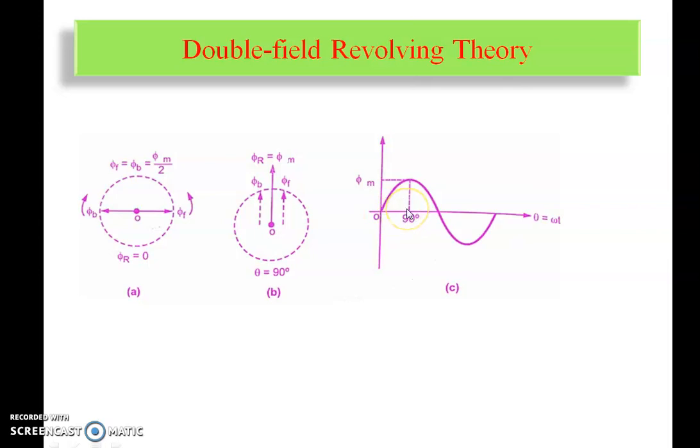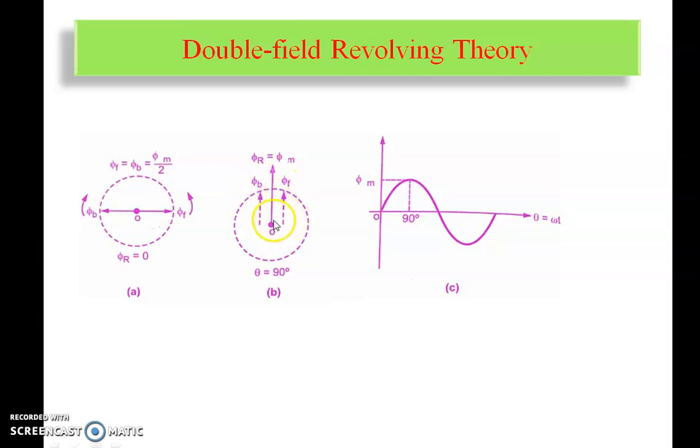Now I consider the second diagram, figure B. Here I know that the sinusoidal waveform reaches its maximum value at 90 degree angle. So again, now it is rotating anti-clockwise. That means this one rotates here and that one starts rotating there. Now both have this direction. Suppose I assume that phi f has this vertical direction, and phi b as well has the vertical direction. So phi f and phi b.